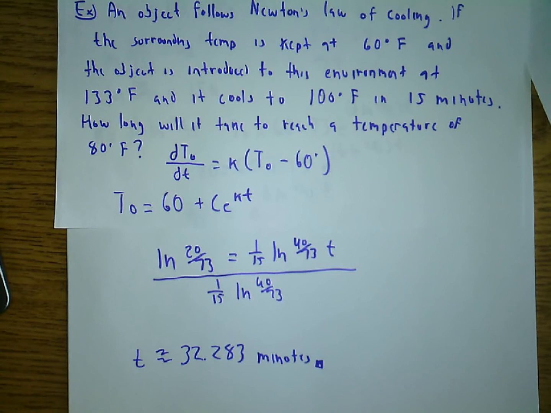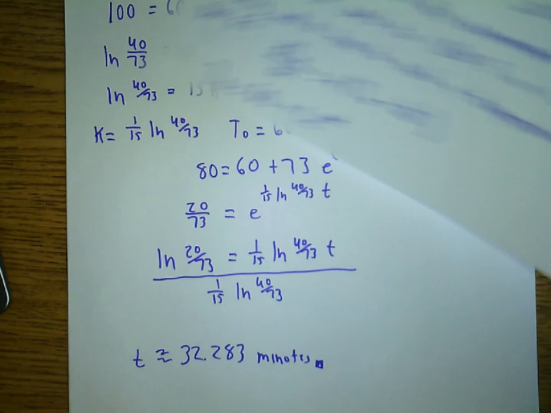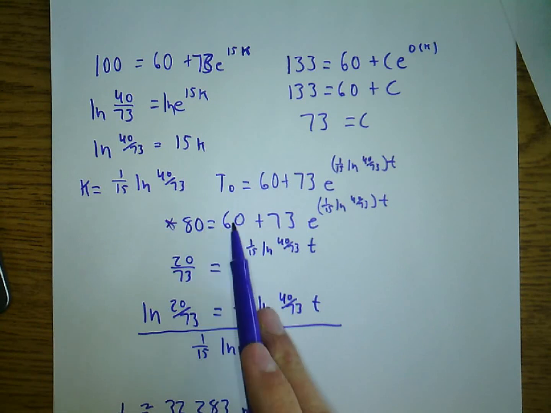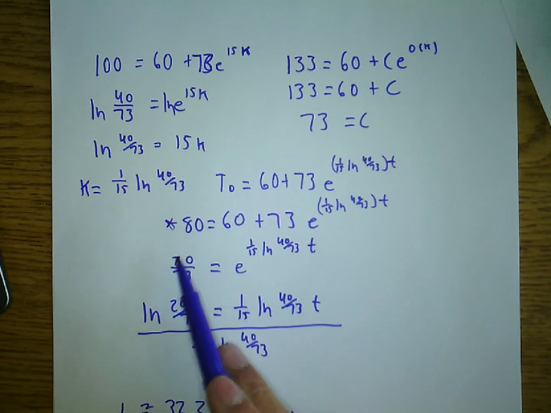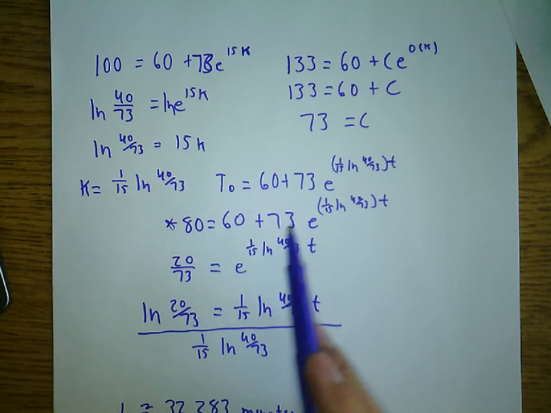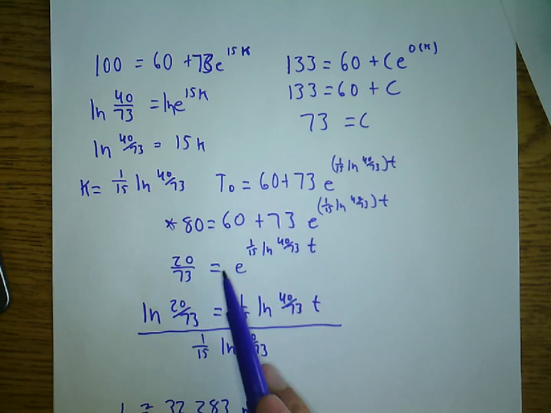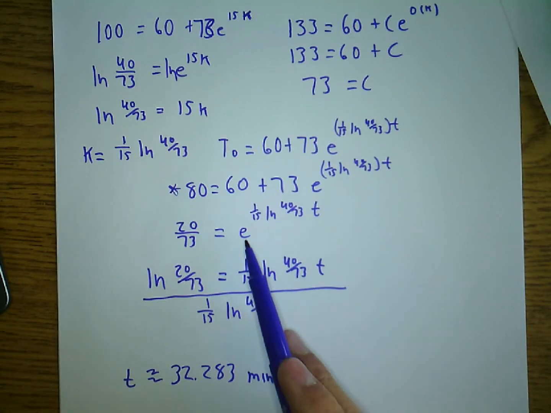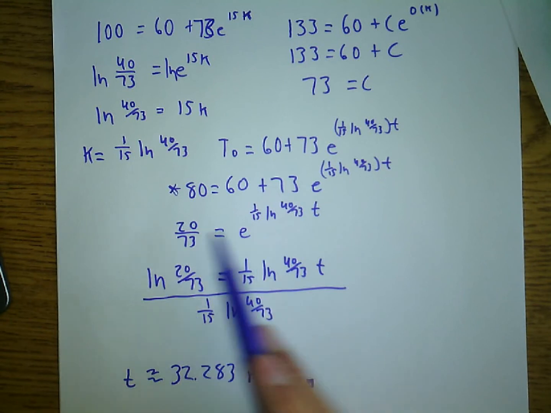Zakaria, can you explain how you got that equation ln of 20 over 73 again? Yeah, for sure. So this is the equation that I was trying to solve. I subtracted 60, so 80 minus 60 gives you 20, right? And then I divided by 73. So that's how I got 20 over 73 equals e, and then all of that. To get rid of this e, you have to take the natural log. So you do it to both sides. I did ln of 20 over 73. And on that side, the ln cancels the e, and it just leaves you with the 1/15 ln 40 over 73 t.